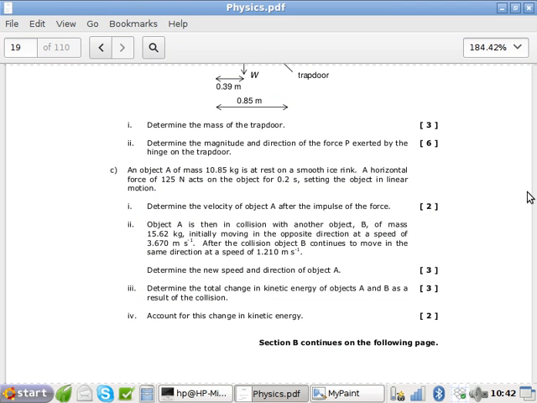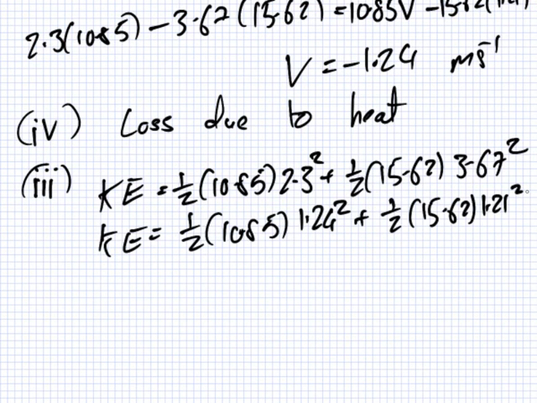The third one. Huh? I'm talking about the third one. Oh, the third one? Yeah, determine the total change in kinetic energy. What's your question? No, seriously, what are you asking me? Determine the total change in kinetic energy of objects A and B as a result of the collision. Yes. So I got the kinetic energy just before the collision, that's the first one. And now I'm getting the kinetic energy just after the collision, and I'm going to subtract them.